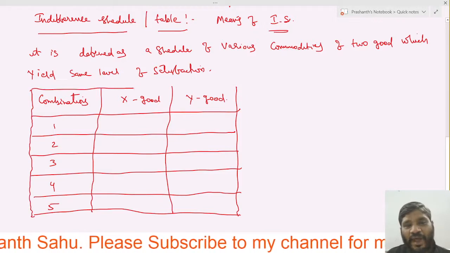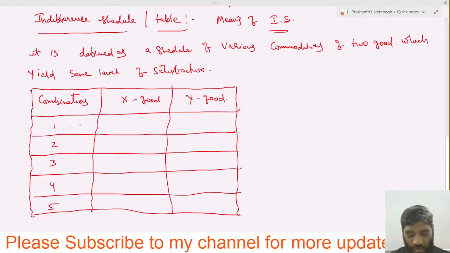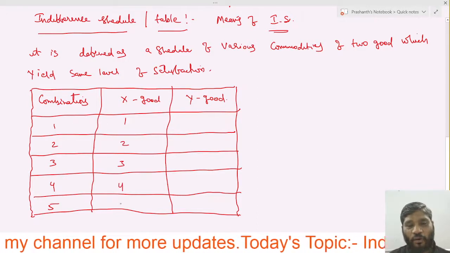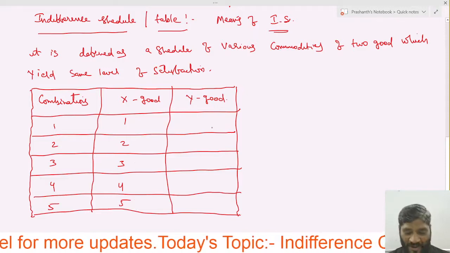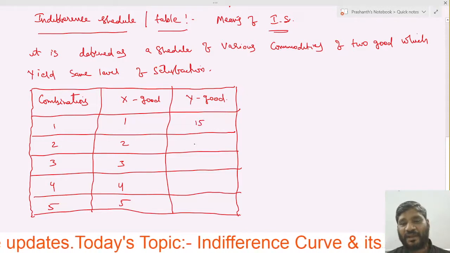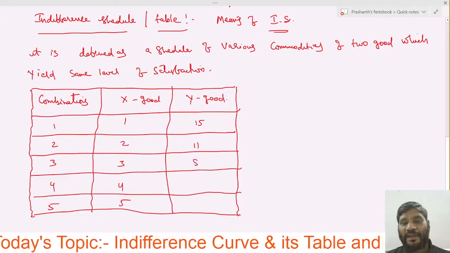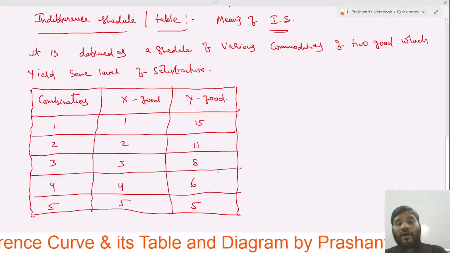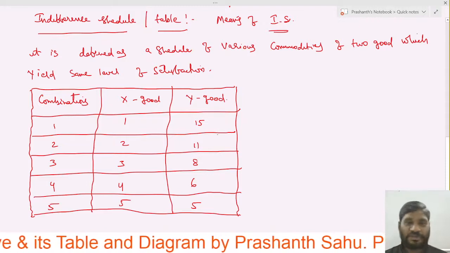Okay, so now I will take out the X good. For example, X good: 1, 2, 3, 4 and 5. Y good, here I will take 15, 11, 8, 6 and 5. These are the Y goods, right?